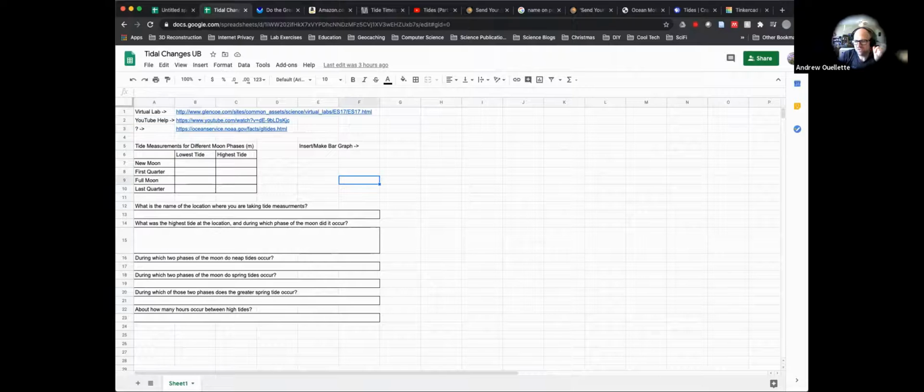And then basically what I've done is I've copied over the table where we got our measurements for the tide. And then I've got some questions for you to answer here. A lot of these actually were talked about specifically in the video that we just watched. And then I've got a space here for you to make a bar graph with the data that you collect right here in this table.